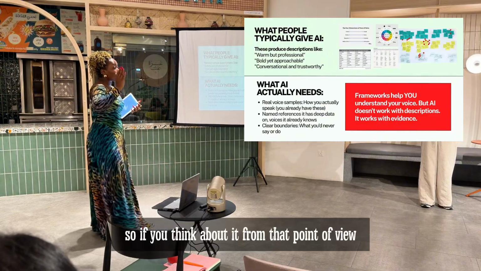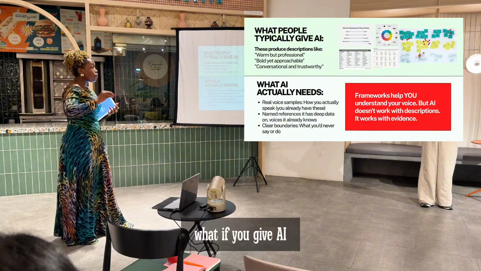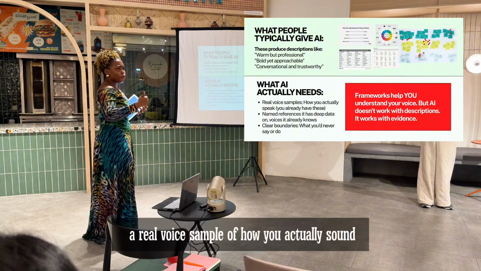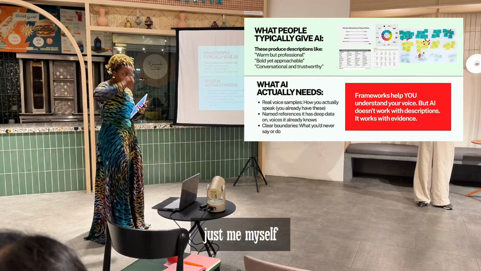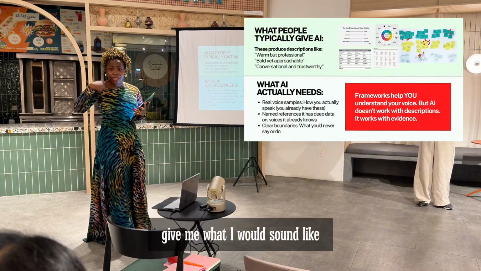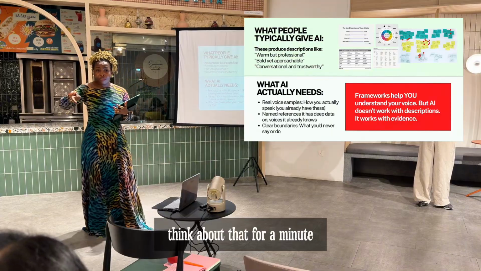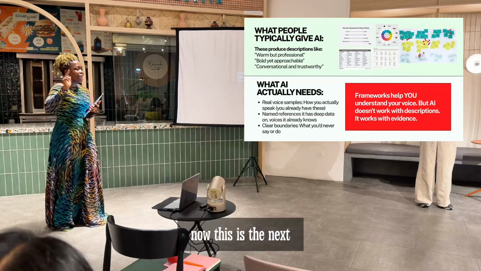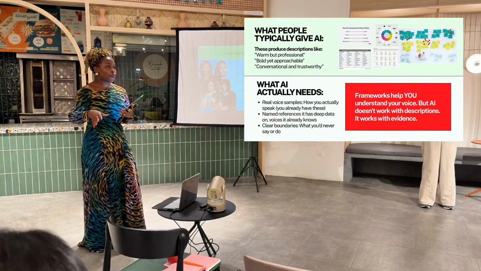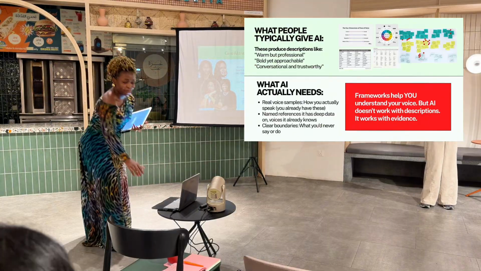So if you think about it from that point of view, what if you give AI a real voice sample of how you actually sound? You're telling it, don't go look for anybody else, just me, myself. Give me what I would sound like. Think about that for a minute. And then the next thing, give it a reference. Now, this is the next part of the project, right? Picking a reference.